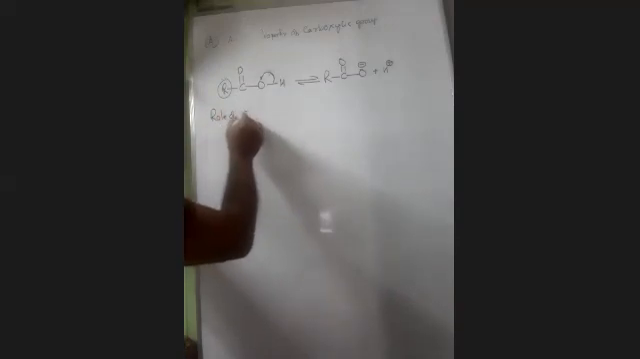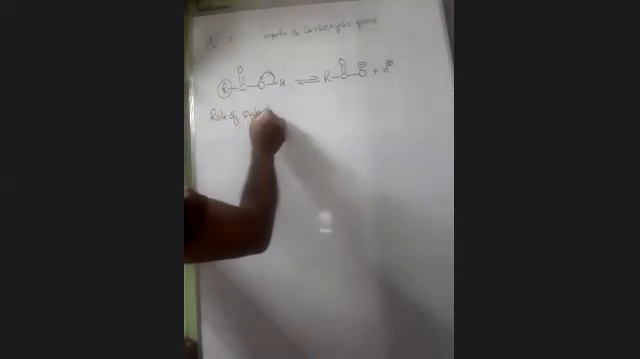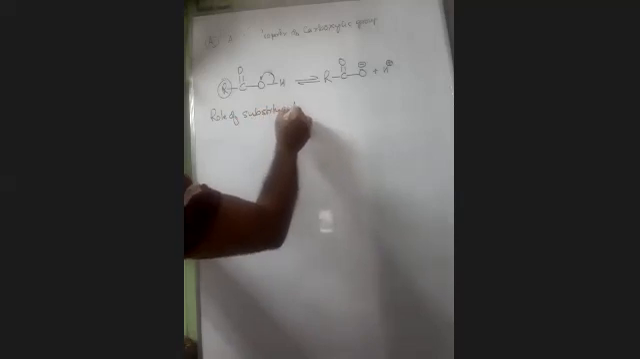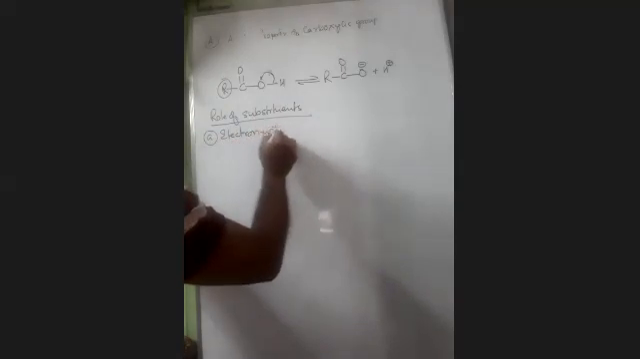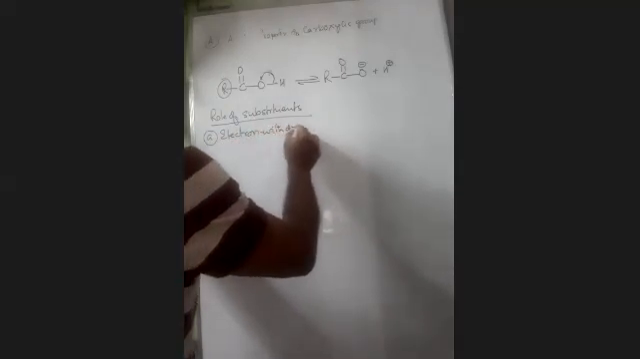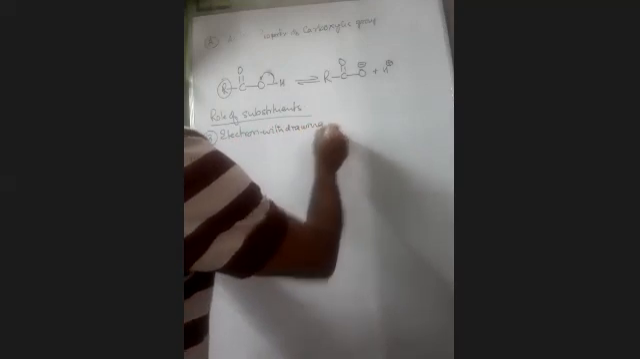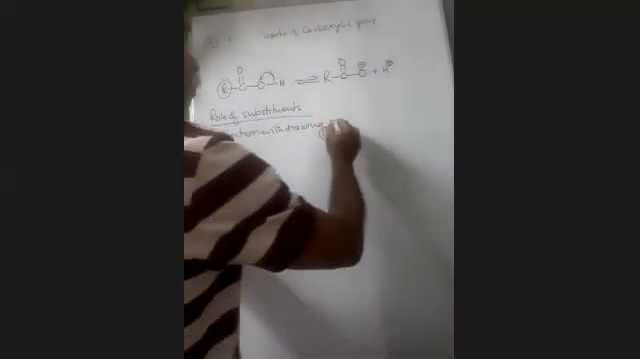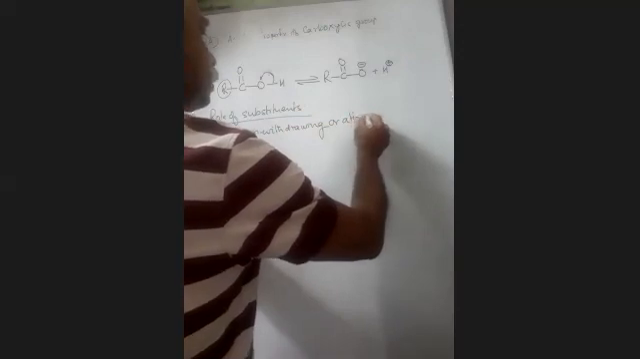All right? So you can write here: role of substituent. A. Electron withdrawing or attracting group.